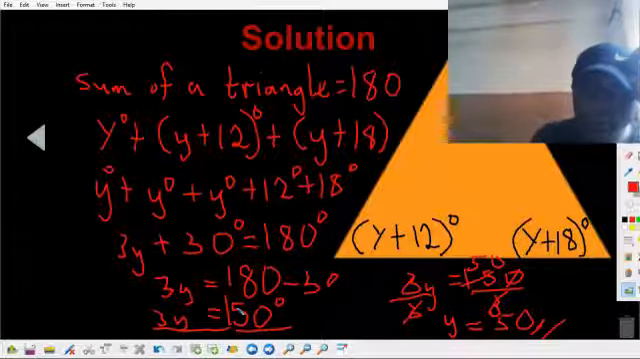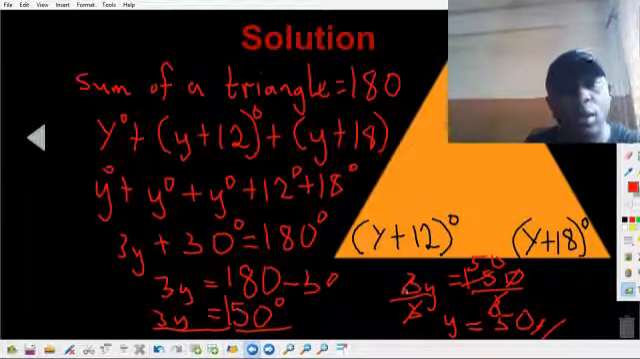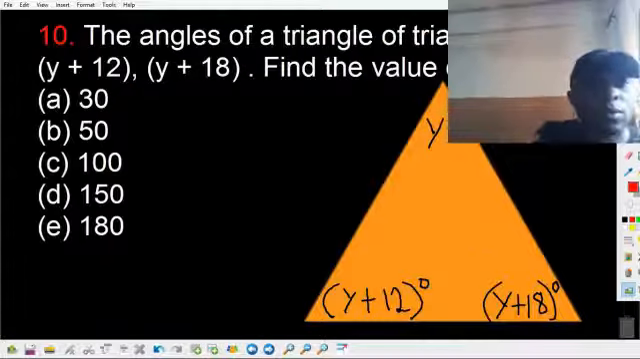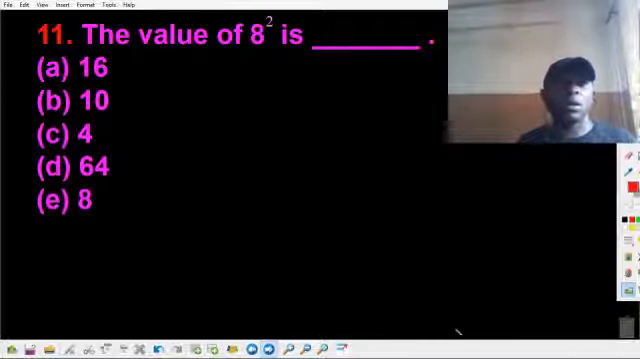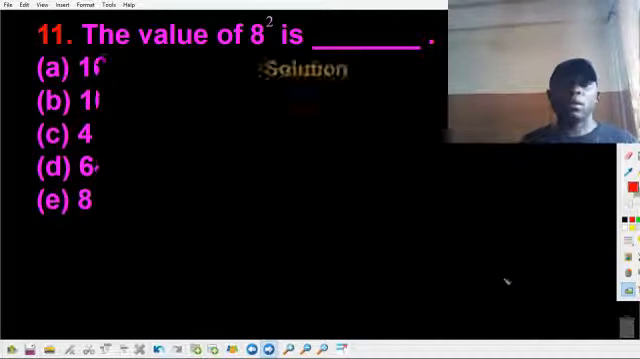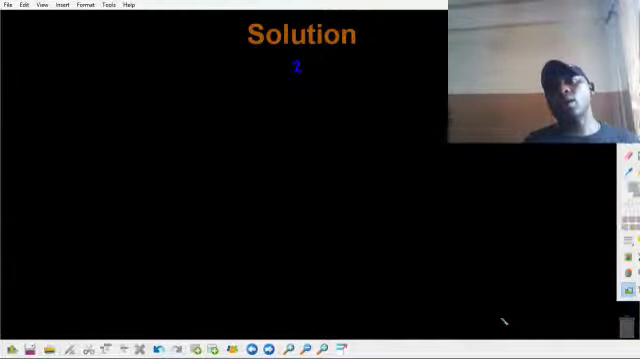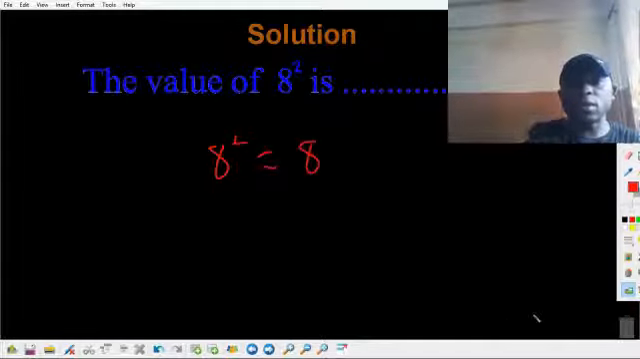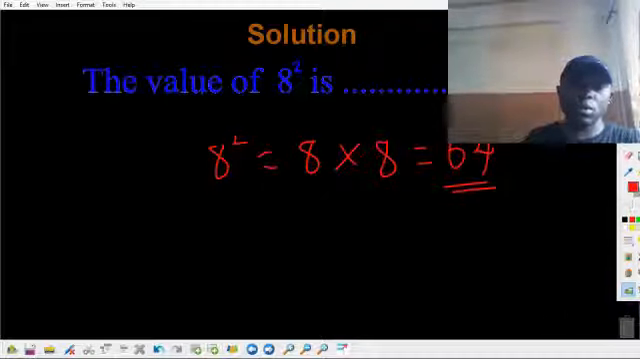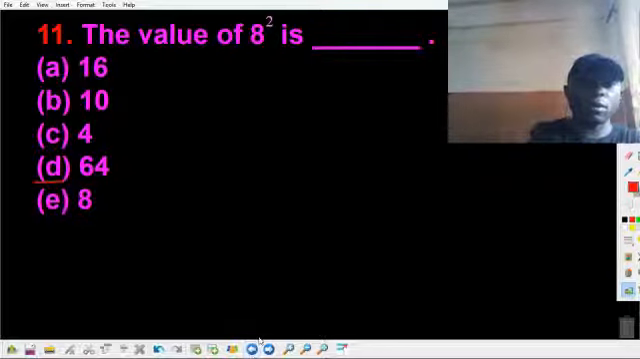What option do we have? Let's go back to the options. Yeah, right, the value of y is equal to 15. Now let's proceed to number 11. The value of h square is equal to dash. We all know that h square simply means 8 times 8, and that will give me 64. Right? What option do we have? We have option D.